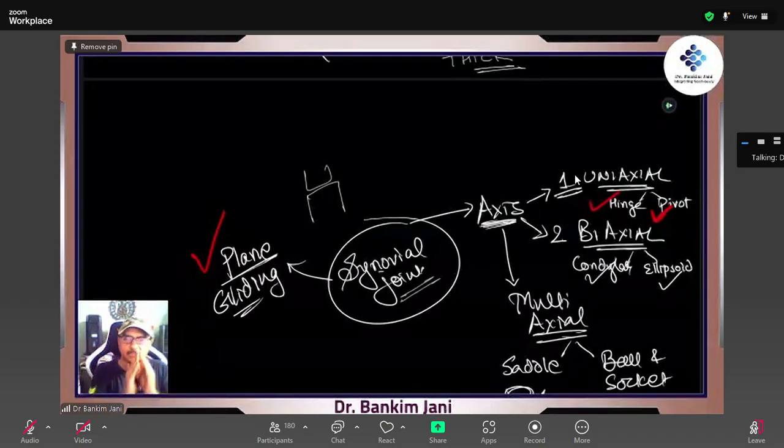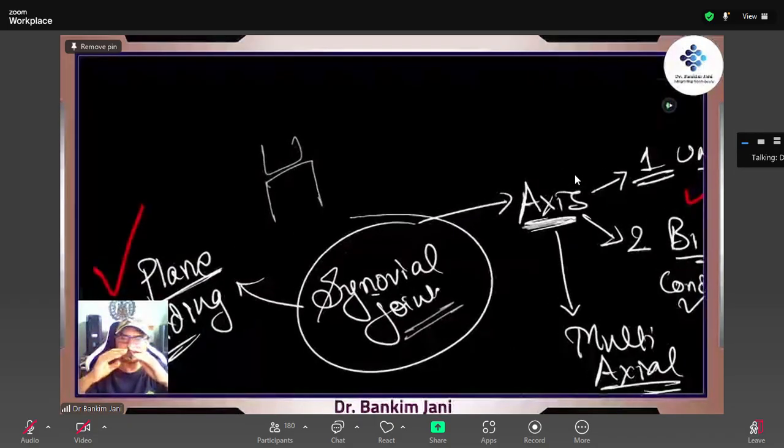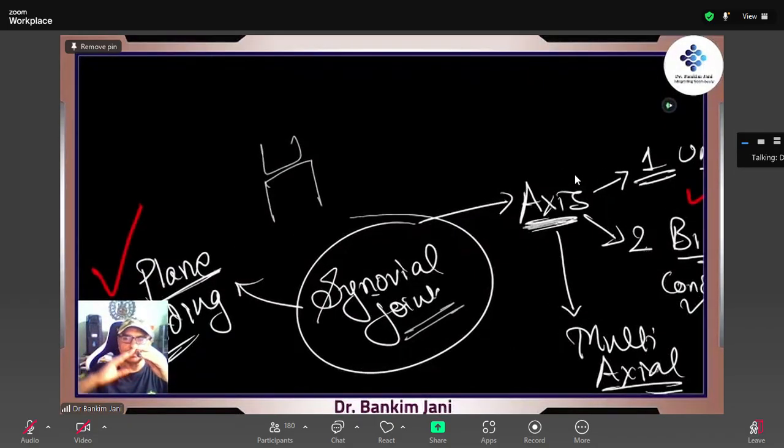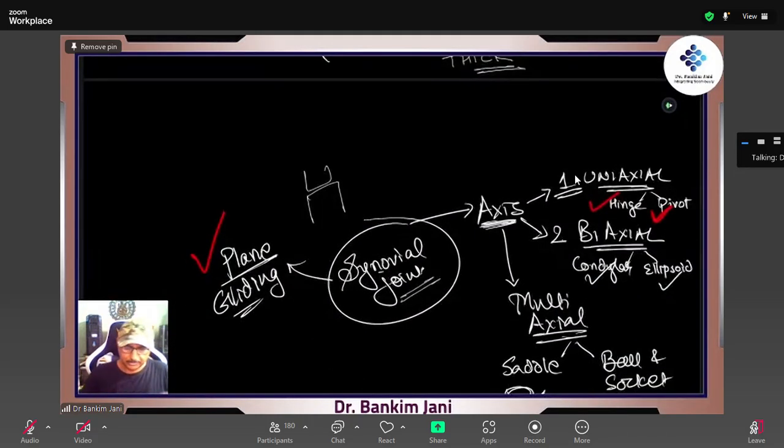There is flexion, there is extension. So that means this will be the axis, because on this axis the movement is occurring. A hinge joint sort of thing. That's right. So there is one axis, but then there can be biaxial and multi-axial. Biaxial means there will be two axes.